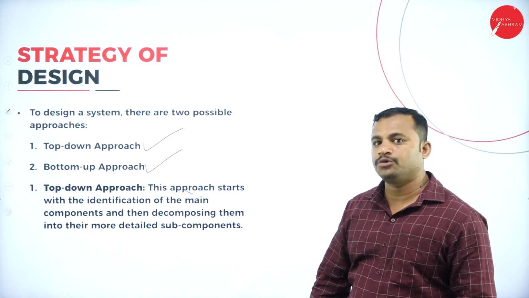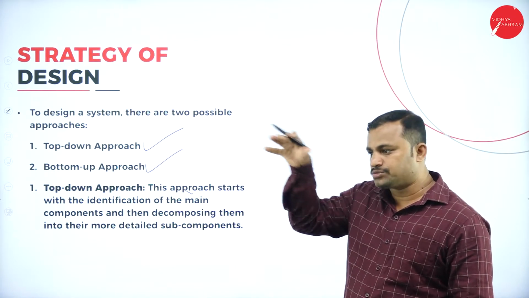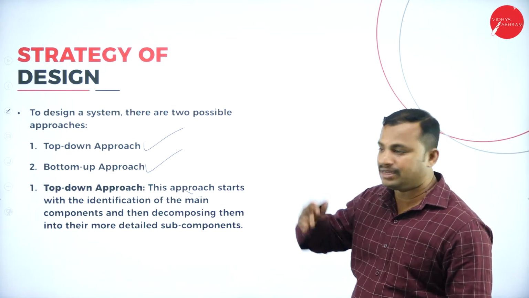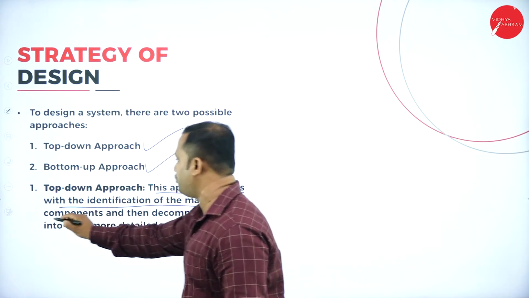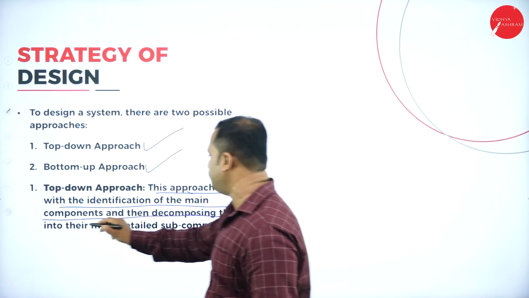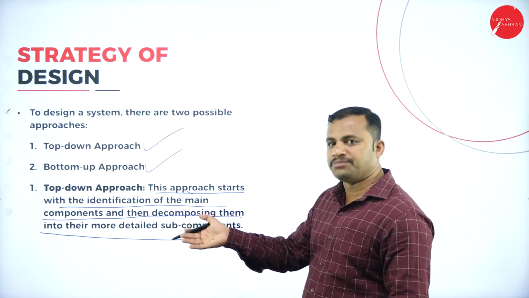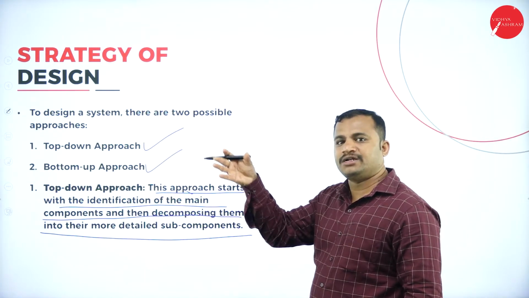In the case of the top-down approach, we divide the entire problem into smaller sub-problems, in the form of a binary tree. That means this approach starts with identification of the main components, that is the main problem, and decomposing them into more detailed sub-components. That means the bigger problem is divided into smaller sub-problems.